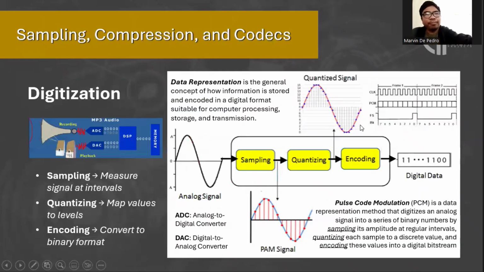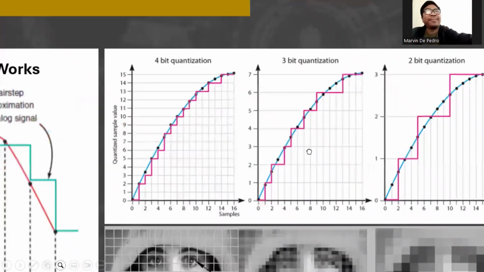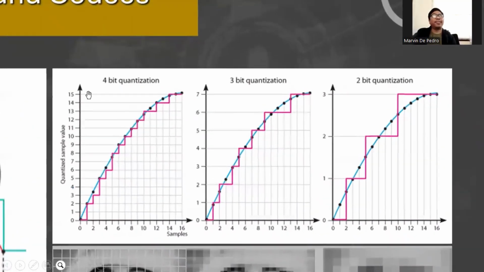So what's the deal? Take note that when we are sampling, we have what we call the sample rate. The higher the sample rate, the better in terms of quality. However, when we say sample rate, it means how many points in time you get a portion of the signal in 1 second. So in 1 second, how many times do you represent the signal?